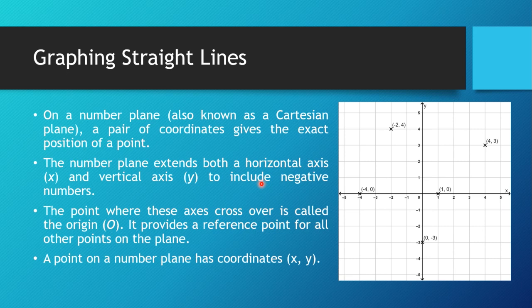A point on a number plane has coordinates x and y. The x coordinate is listed first. 1 is the x coordinate, 4 is the x coordinate, -4 is the x coordinate, and so on, followed by the y coordinate: 0, 3, 0, 4.